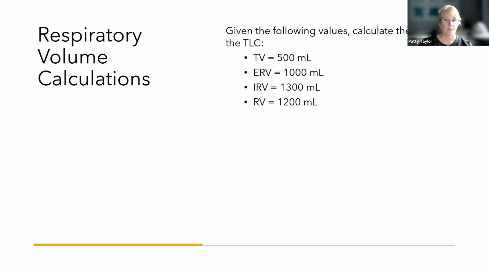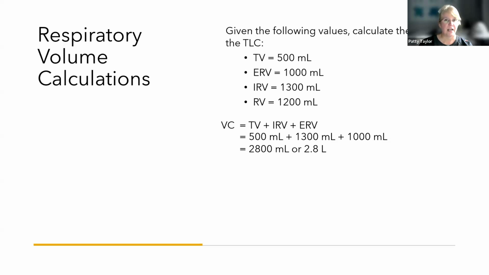Let's do another one. Given these values, let's calculate vital capacity and TLC. So keep in mind the vital capacity is just the exchangeable air, tidal volume, plus IRV, plus ERV. Just plug in your numbers. You get 2,800 milliliters or 2.8 liters.